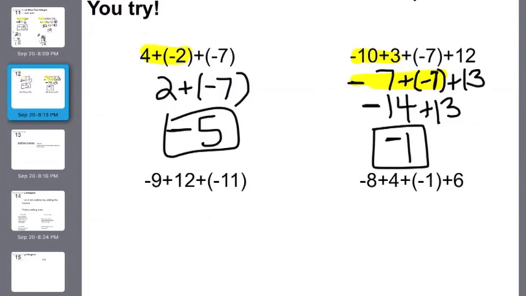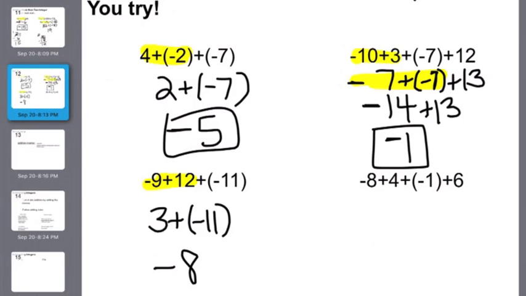Negative 9 plus 12, break her down and work her out. The absolute value of 12 is bigger than negative 9, so our answer will be a positive. And then 12 minus 9 is 3. Bring down our plus negative 11. The absolute value of negative 11 is bigger than 3, so our answer will be negative. 11 minus 3 is 8.